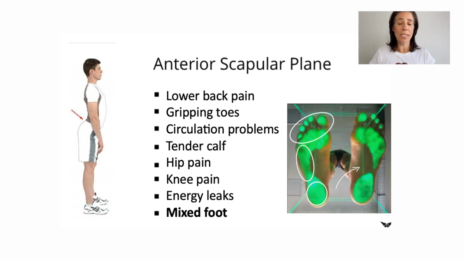And the type of foot that is associated specifically to an anterior scapular plane is a mixed foot. And you can see this because the weight-bearing surfaces of the left foot in comparison to the right foot are opposite to one another. And very often what you'll see is that one foot will pronate, whereas the other one will supinate. So this type of foot posture, a mixed foot, is linked to an anterior scapular plane.